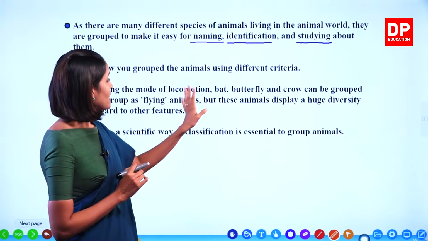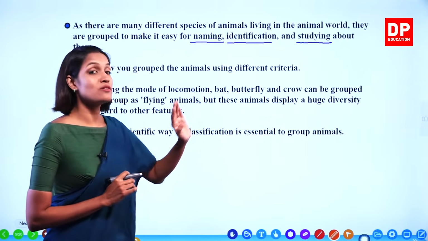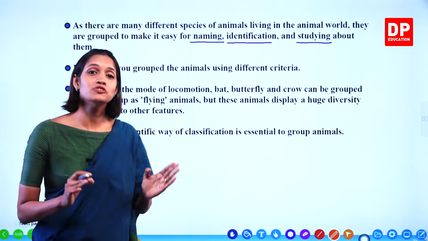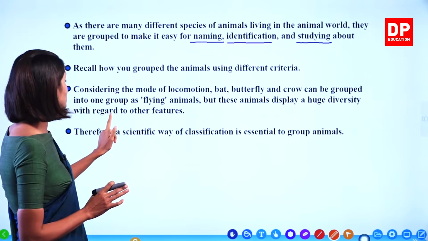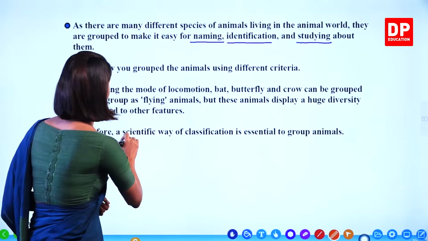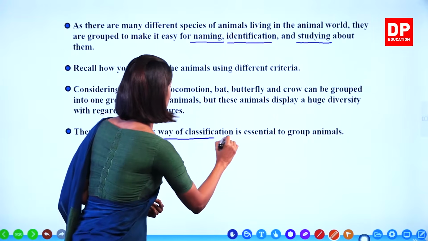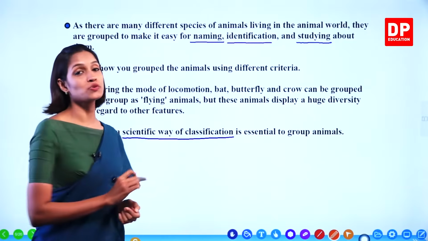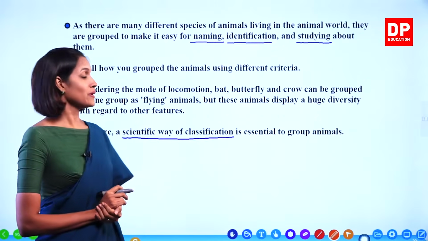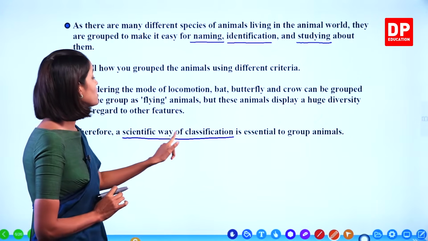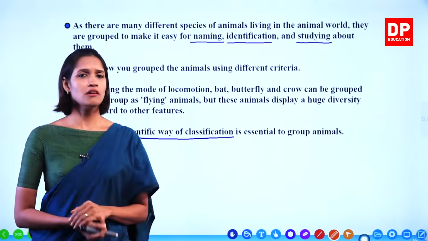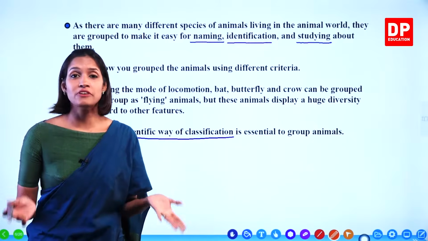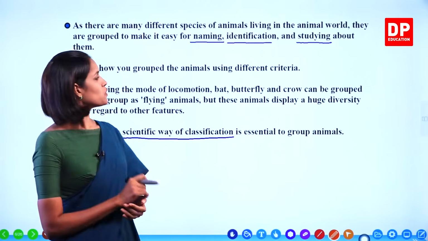Okay? Therefore, we need a more scientific method to group animals. Understand? Therefore, a scientific way of classification is essential to group animals. Okay? A scientific way of classification is essential to group animals. So what is this scientific way that we can use? We will go and see.